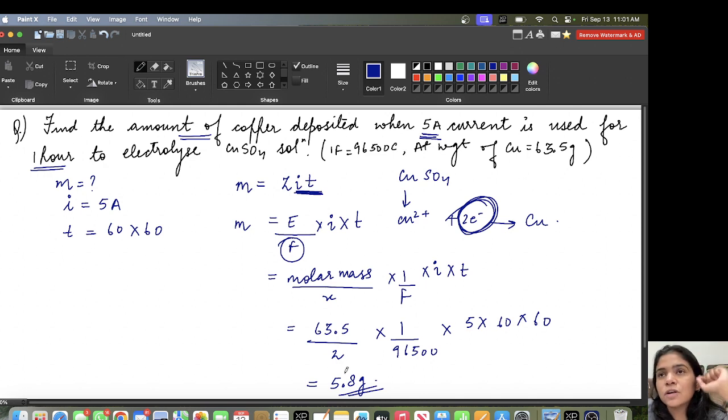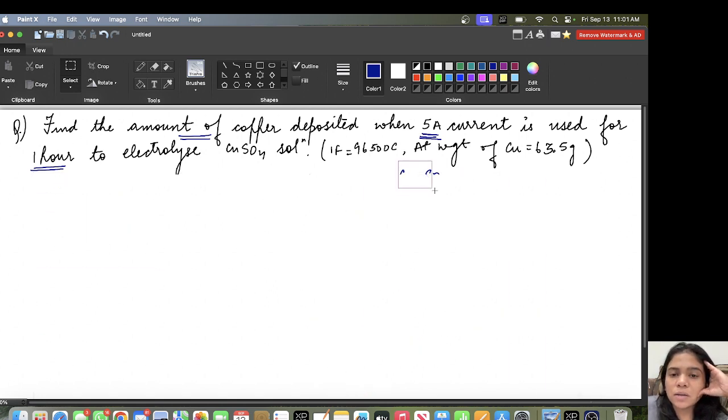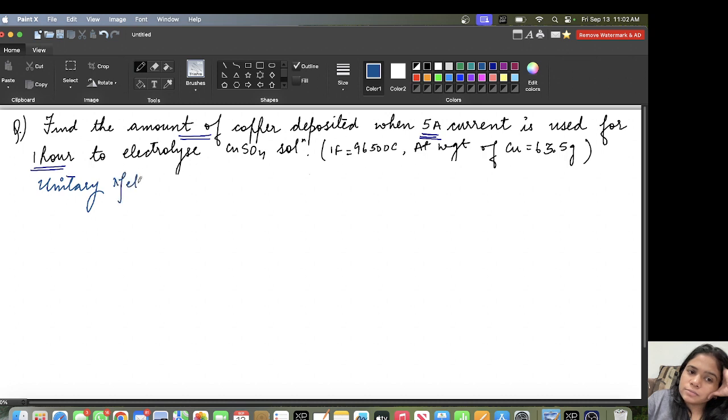What was already given to us? I and T were given. We know the number of electrons transferred in copper will be 2. We know the time, we know the current, we know the molar mass, everything we know. Just substitute the values in the formula, you will get the answer. Now all these kinds of questions can be done by the unitary method also. How do we do it by the unitary method? We have already got the answer. Now this is the other method which I am showing. This is your unitary method.